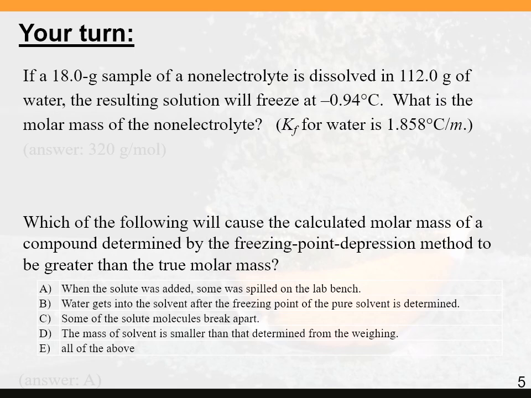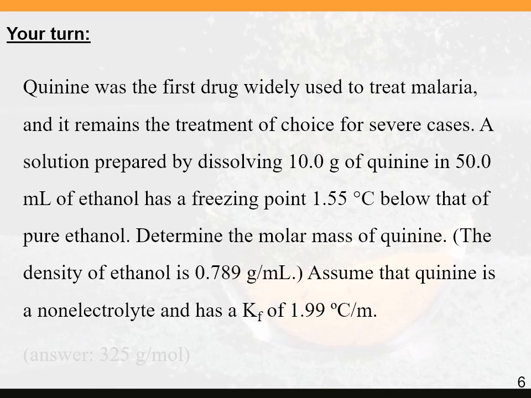Now pause and answer these questions for practice. Here's another example for you to solve for the molar mass determination using freezing point depression.